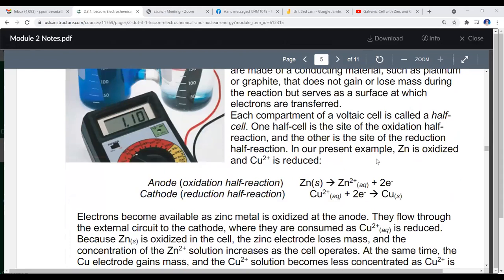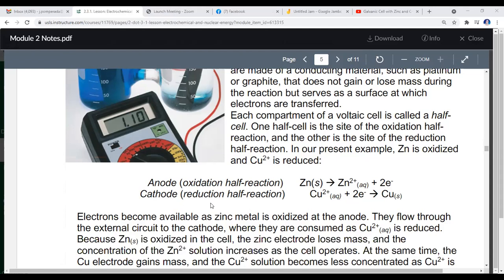Now, in our present example, zinc is oxidized. We know that because the zinc gives away its electrons, going from 0 charge to positive 2, and your copper is being reduced from copper 2 plus to copper only, which has a charge of 0. Okay, so anode. Anode is where your oxidation half reaction occurs, and cathode is where your reduction half reaction occurs.